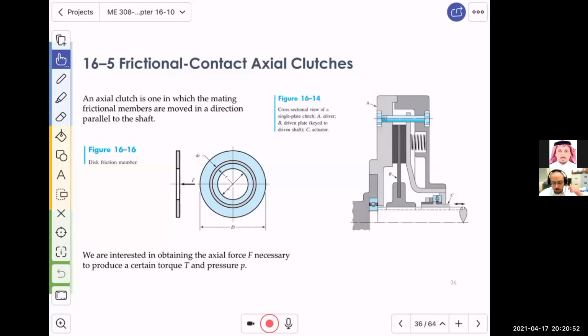This lecture, ya shabab, we are going to talk about two sections. They are very close to each other, very much related, and it is going to be very nice to cover them in the same lecture. Basically, we are going to talk about frictional contact axial clutches, and then we will talk about cone clutches and brakes. They are very, very similar to each other.